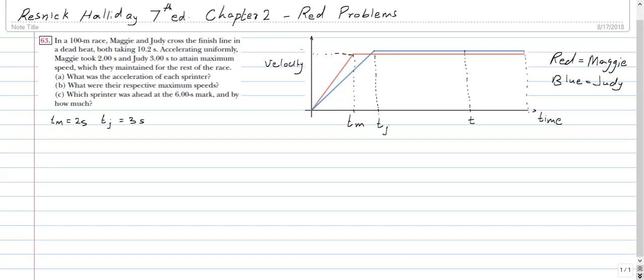and we know that the total distance that they have covered, let us call it d, is equal to 100 meters. And let us say that the acceleration of Maggie is am, of Judy is aj, and let us try to find out the relationship between these two runners at any time t greater than Tj, which is also greater than Tm, right?